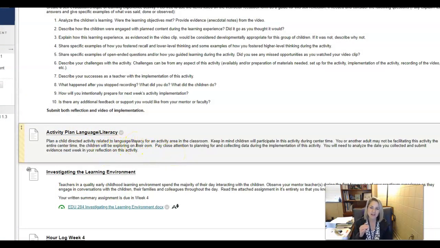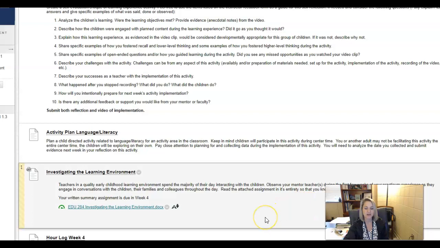And keep in mind, in next week's implementation and reflection, you will actually be collecting assessment data. So you want to be sure to plan your objective and your assessment section of the activity plan very carefully this week, because you will be collecting that data and you will be submitting it with your activity plan submission, activity plan reflection during week 5. If you need help with any of this, please let me know. And of course, your investigating the learning environment assignment is due this week as well.